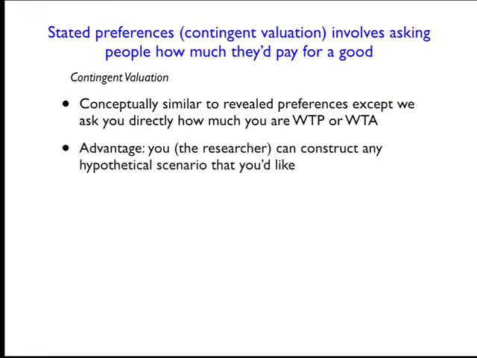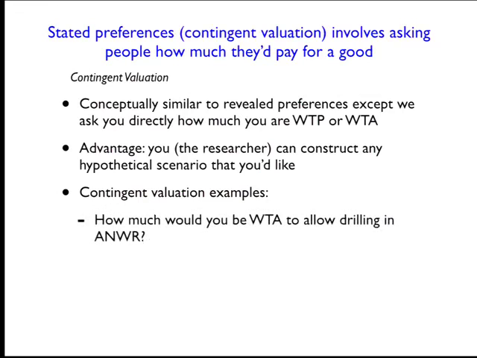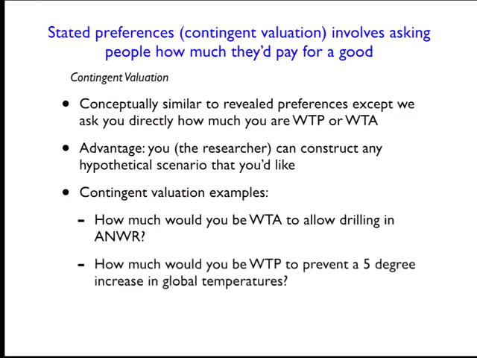The advantage here, and it is a big advantage, is that you as a researcher can construct any hypothetical scenario that you'd like. If you're going to use a revealed preferences methodology, you need to find some sort of market transaction that is bundling in a non-market good. And depending on the non-market good you're interested in, it might be really hard to find a market transaction that essentially bundles in that good. But with contingent valuation, you can bring up any scenario you'd like. So you can always try to elicit somebody's preferences for willingness to pay or willingness to accept. One would be, how much would you be willing to accept to allow drilling in the Arctic National Wildlife Refuge? Or how much would you be willing to pay to prevent a 5-degree increase in global temperatures, if you're trying to estimate the potential damages of global warming?